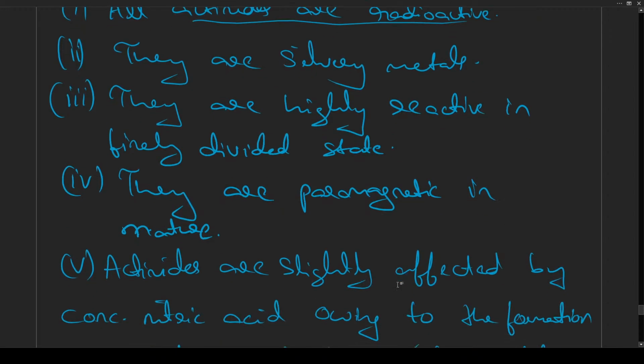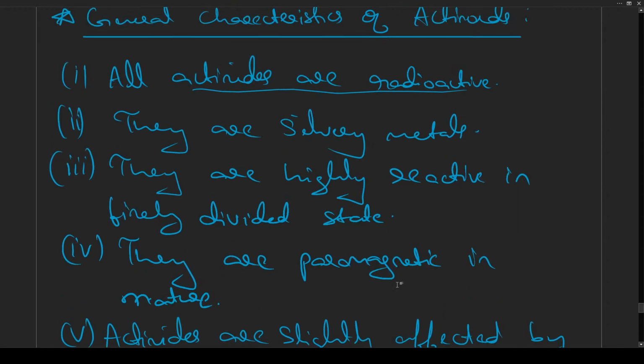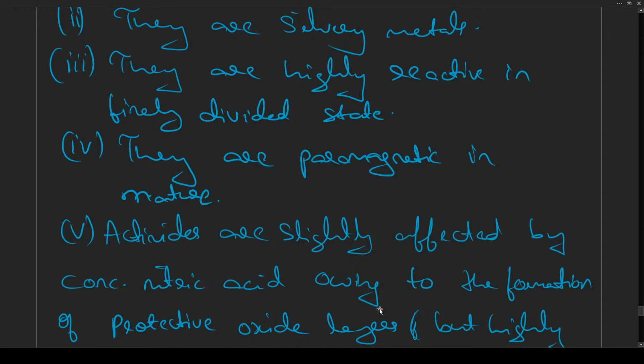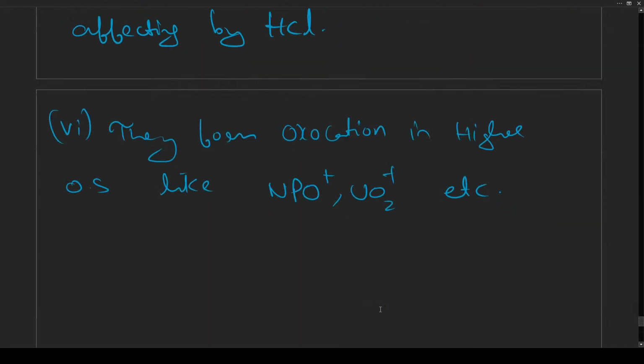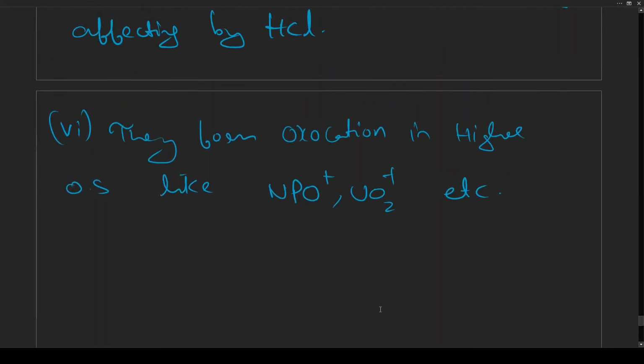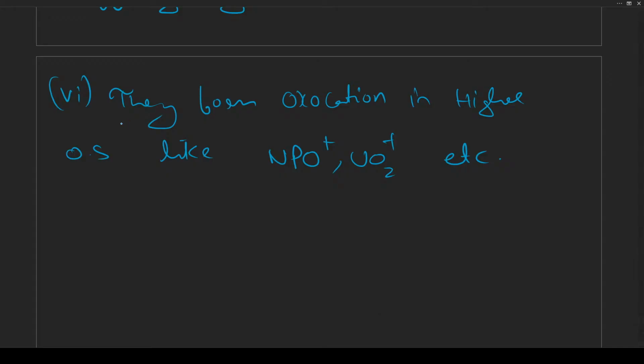All actinoids are radioactive. They are silvery metals. They are highly reactive in finely divided state. They are paramagnetic in nature. They are slightly affected by nitric acid, forming a protective oxide layer, but highly affected by hydrochloric acid. They form oxocations in higher oxidation states like neptunium oxide or uranium oxide. That is the general characteristics.